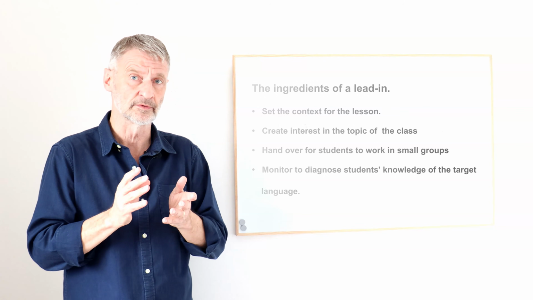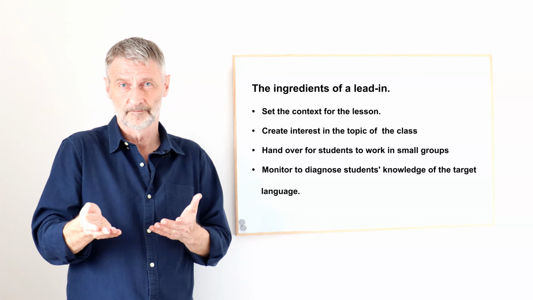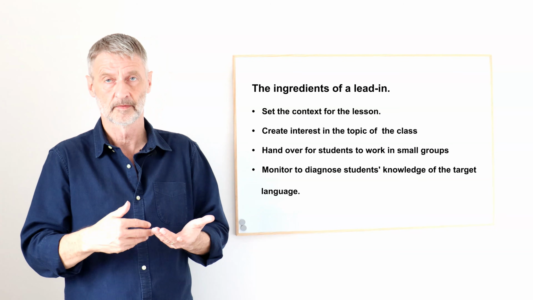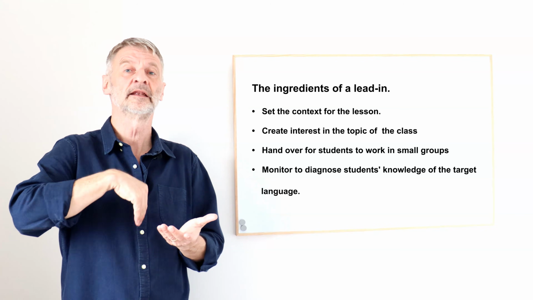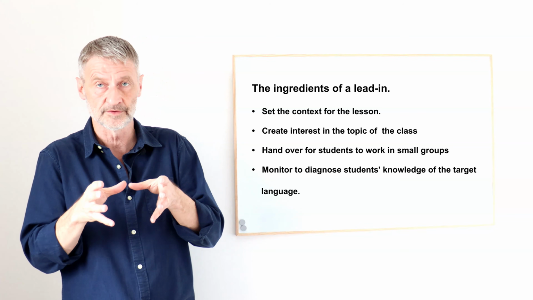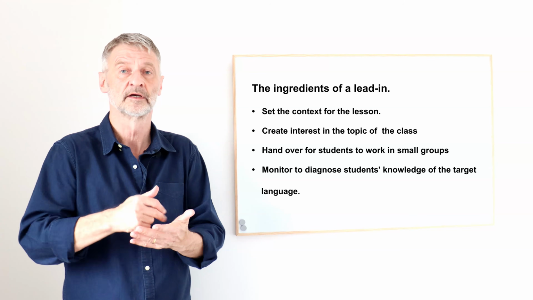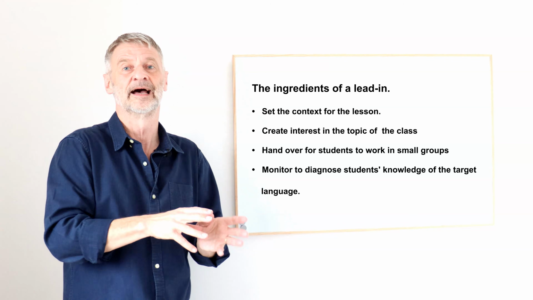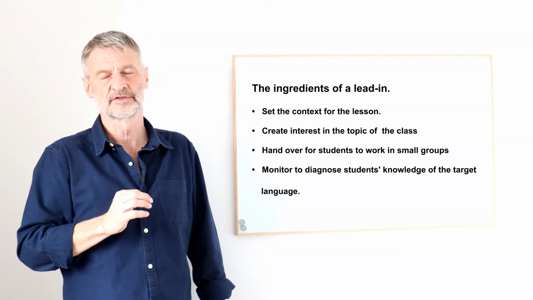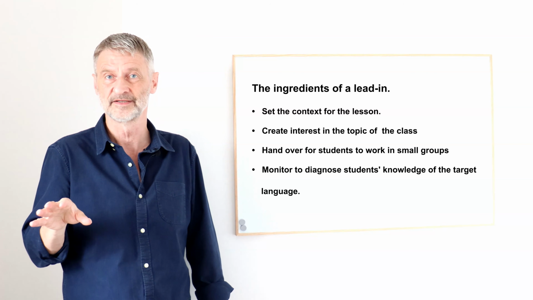So what did this teacher do? Well, first they set the context of the class, created interest in the idea of past habits, and then handed over for the students to work in pairs and in groups to see if they could use the target language. So they monitored this, and after this activity they knew more about the students' ability to use the target language or talk about past habits in general.